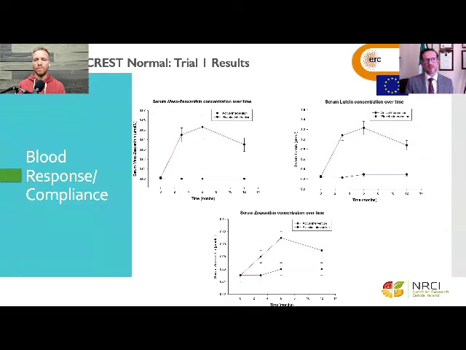I can answer it better by looking at the CREST AMD data, where we actually had a lutein group versus a mesozeaxanthin plus lutein group. In summary, the lutein response was identical. So it clearly doesn't have that competitive effect. And it makes sense to me that it wouldn't at the levels that we had worked with.